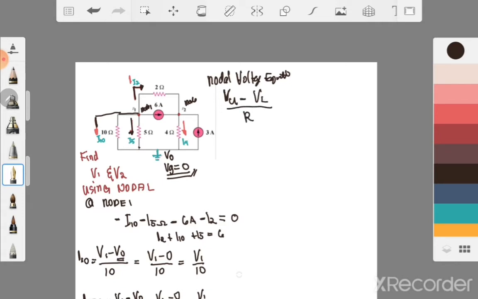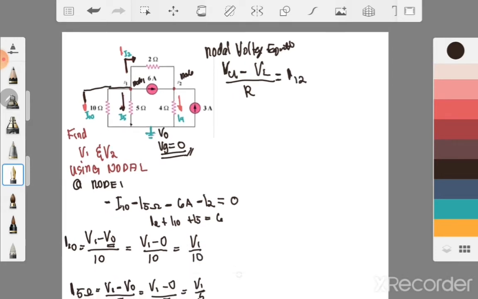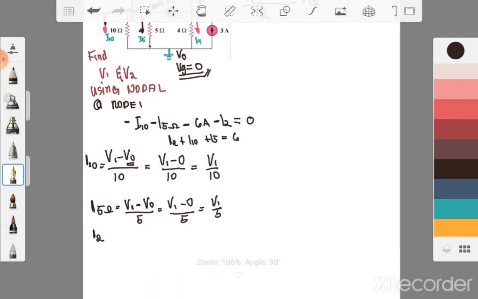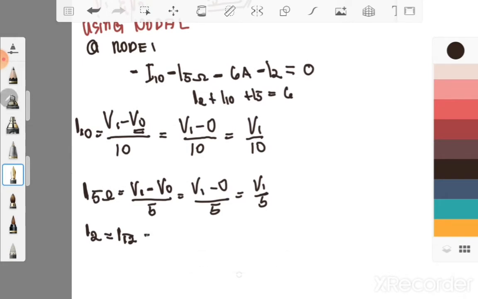Kasi pag nodal analysis, ang kinukuha natin is that yung current. Okay? Your I12. Okay. So, since meron tayong I2 dyan, I may say that my I2 is equal to I12, which means that I connect from node 1 to node 2. So, we have V1 minus V2 all over 2 ohms. So, that is our I2.